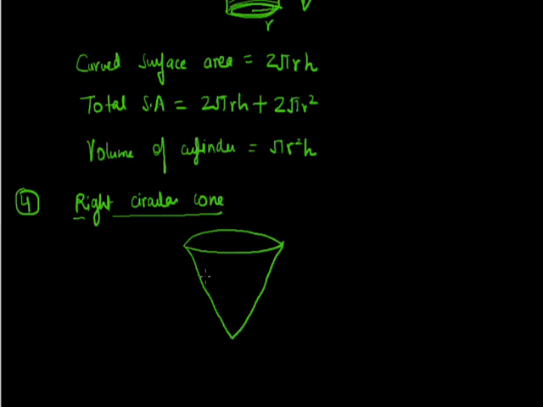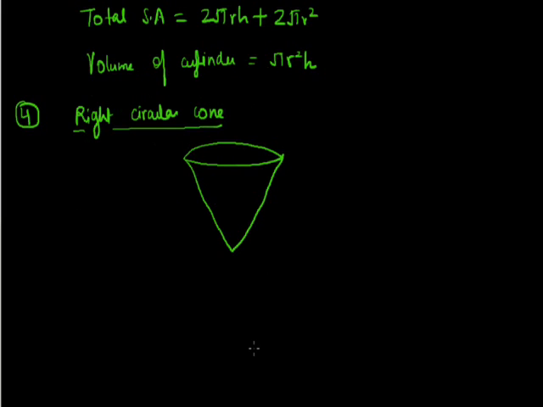Sometimes the top of the circus tent is also in the form of a cone, which has the flat circular surface on one part, and the other part has the vertex, the pointed part. So we consider that type of figure as the cone.